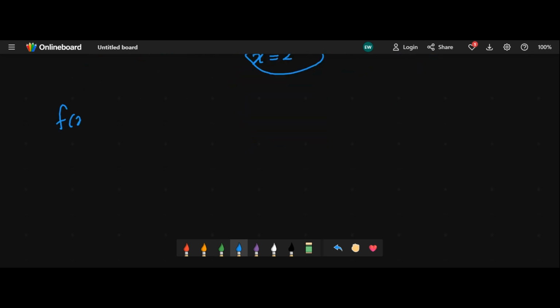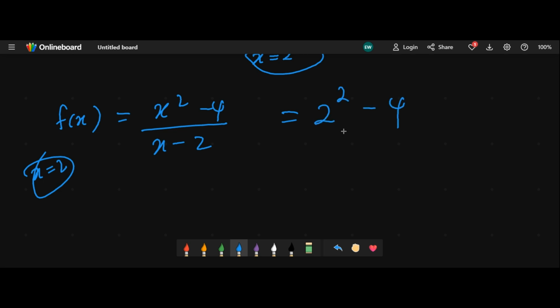We'll write the same function, x squared minus 4 divided by x minus 2. What if x is equal to 2? We are going to substitute 2 in the function. So it will be 2 squared minus 4 divided by 2 minus 2. 2 squared minus 4 is 4 minus 4, which is 0. 2 minus 2 is 0.